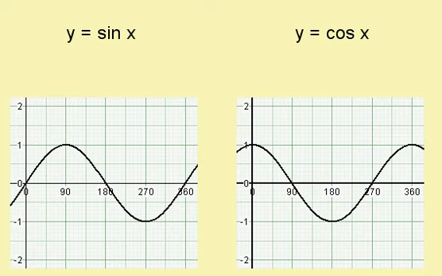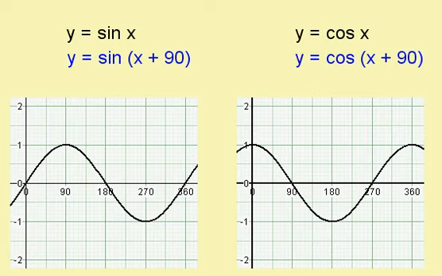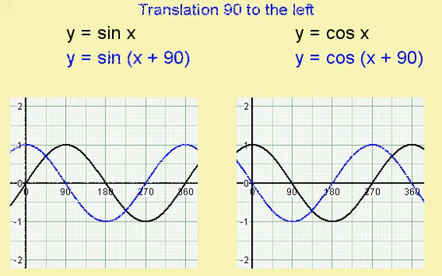Now we're going to look at what happens when we draw the graphs of y equals sine of x plus 90 and y equals cos of x plus 90. This time we have a translation of 90 to the left. If this was -90, we would have a translation of 90 to the right. A similar thing happens for the graph of y equals cos x.